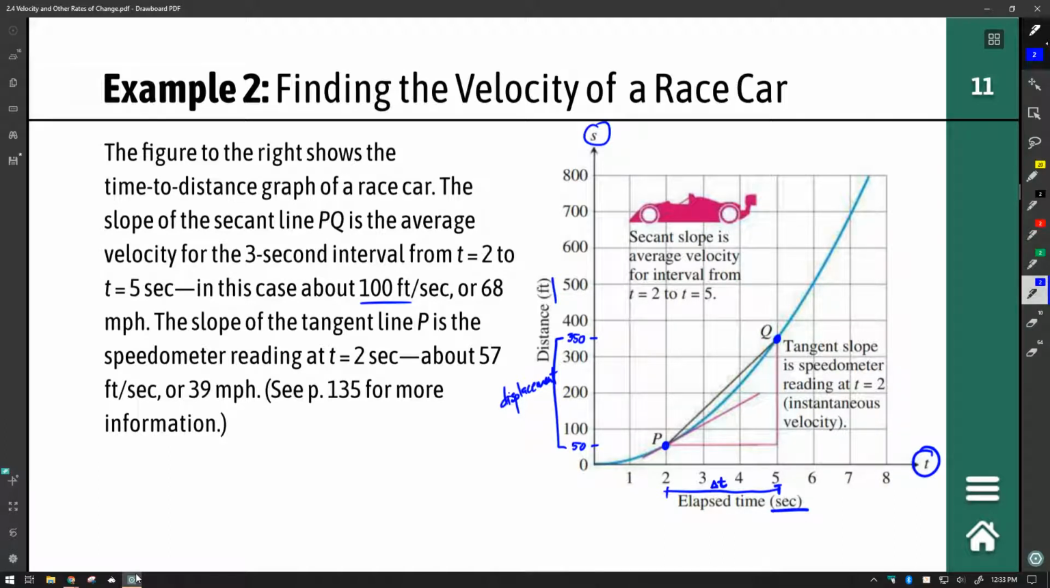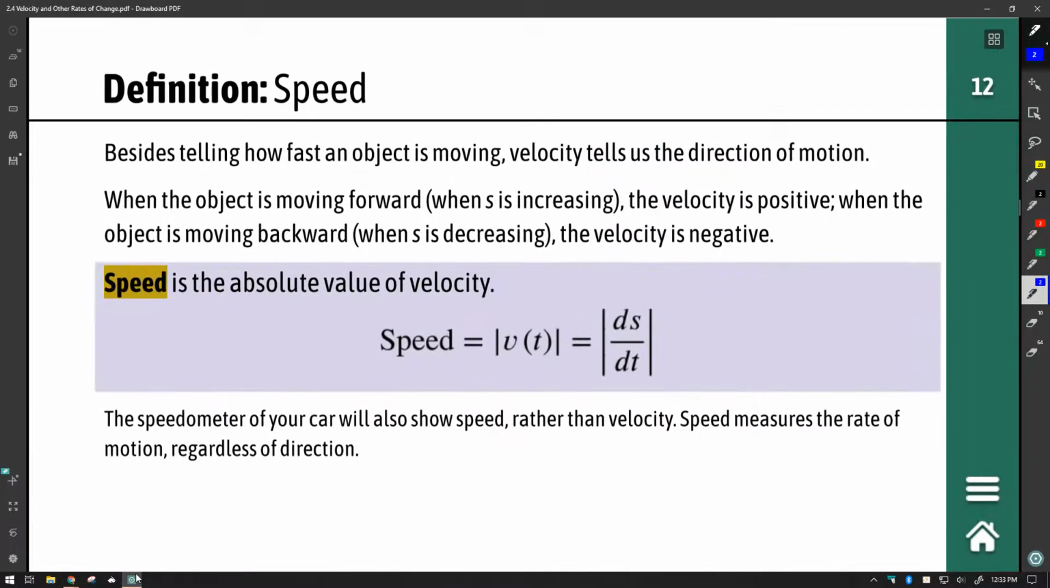But we also see a tangent line drawn in here at P, and that's your instantaneous velocity. And at 2 seconds, the slope of this tangent line appears to be about 57 feet per second, and that is a limit of the average velocity as delta t goes to 0.